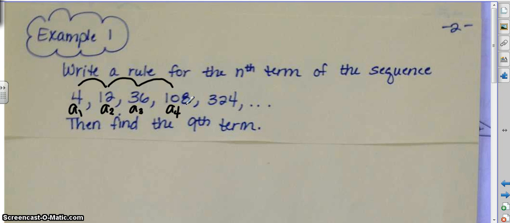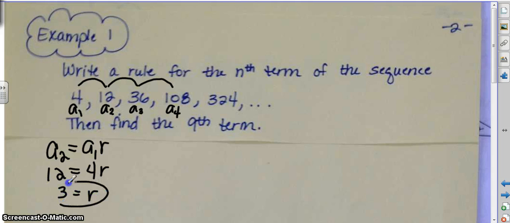So if I want to find a rule for the nth term, what I need to do first is find the common ratio. One way to find the common ratio is to take the second term, which is equal to the first term times the ratio. So 12 is equal to 4 times r, which means that my common ratio is 3. Now once I have my common ratio, I can find my nth term.